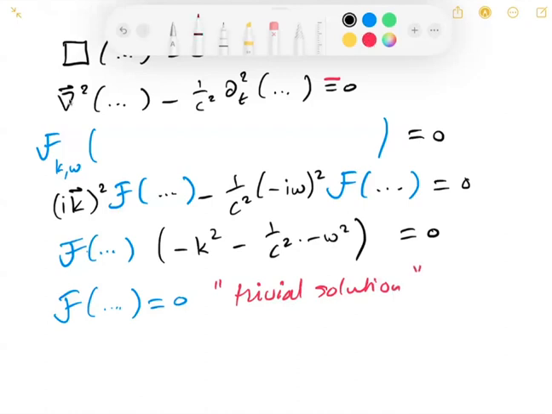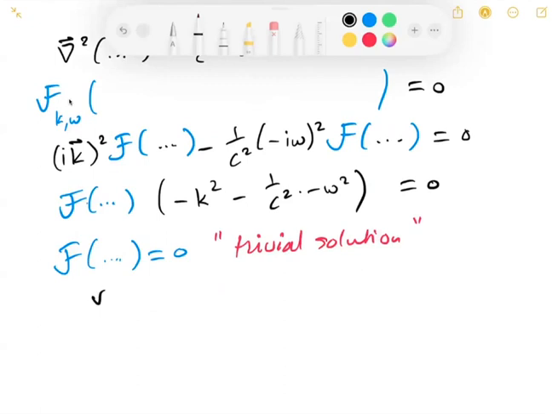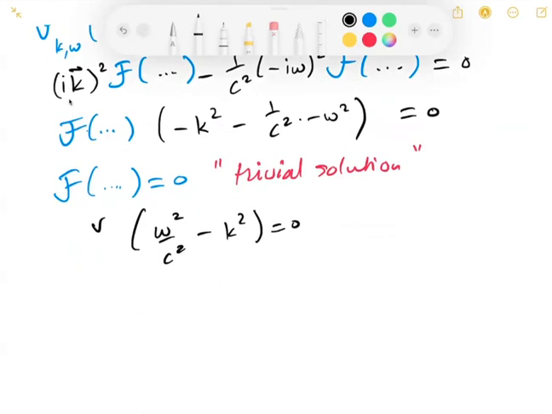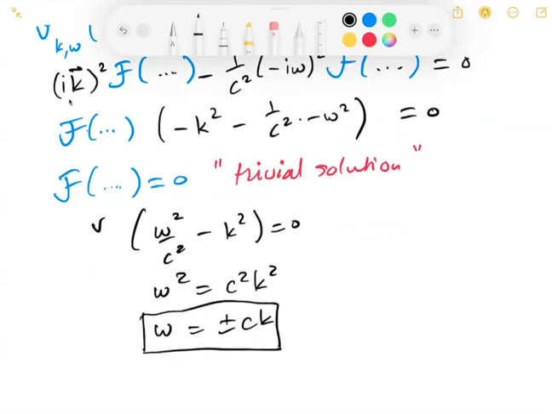And then finally, we have that other thing, or we have our k squared, and we have a minus, so we're going to do omega squared over c squared minus k squared is equal to 0. Okay, so in other words, omega squared is c squared k squared, or omega is plus or minus ck. Now, this is the dispersion relation.